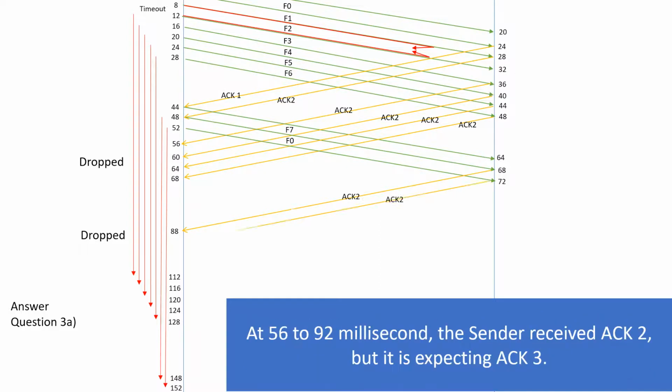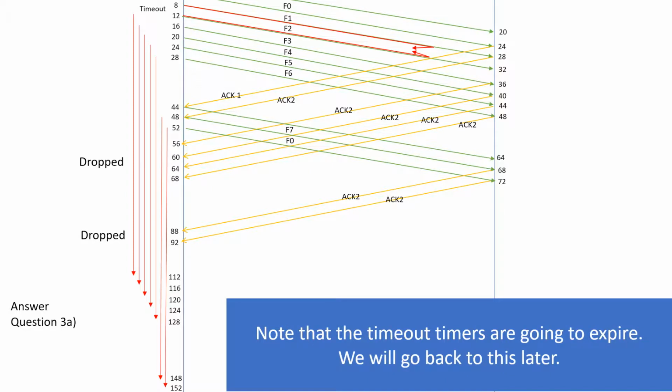From 56 to 92 milliseconds, the sender received ACK2, but it is expecting ACK3. Note that the timeout timers are going to expire. We will go back to this later.